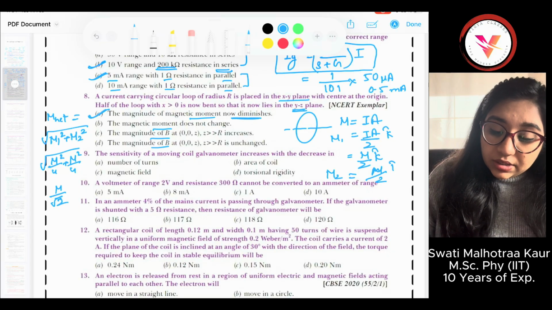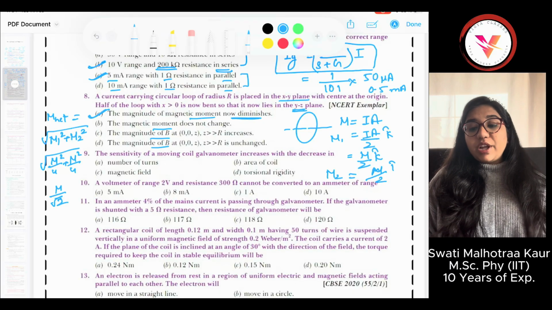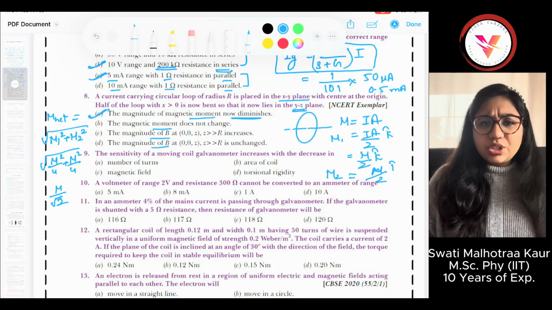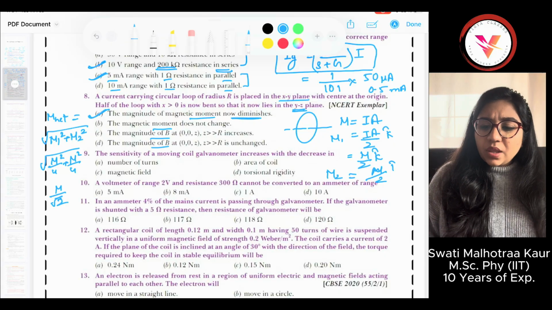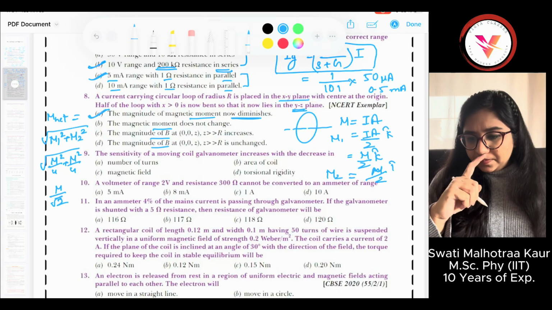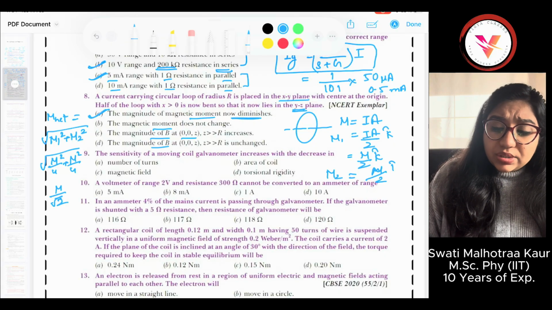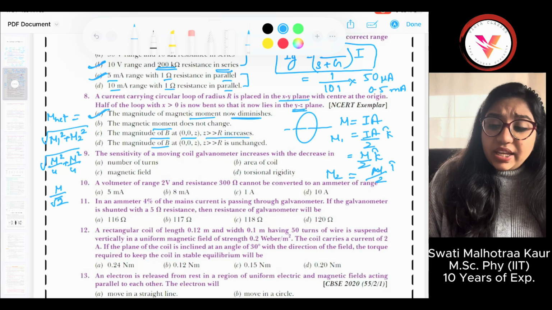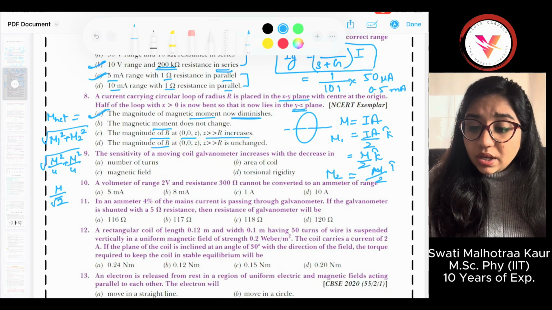Does not change, no, it diminishes. And for the value of B, the magnetic moment diminishes, so B also diminishes. And you can see at (0, 0, Z), for Z very much greater than R, it increases.